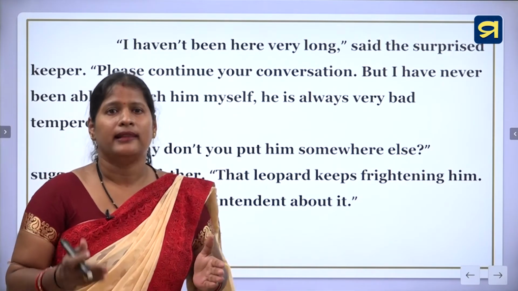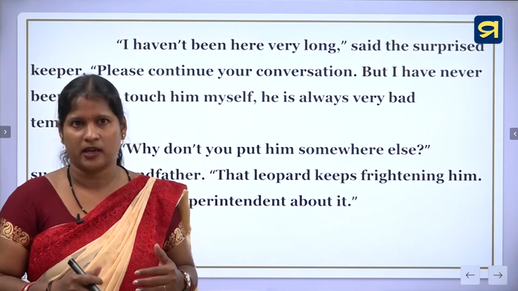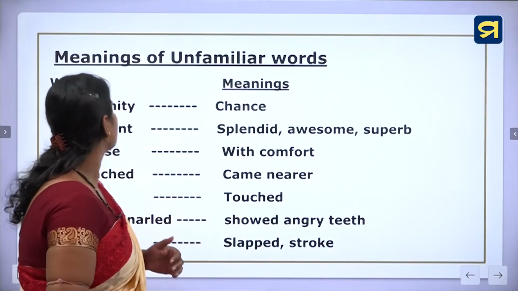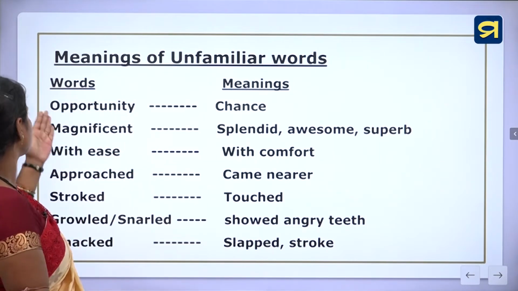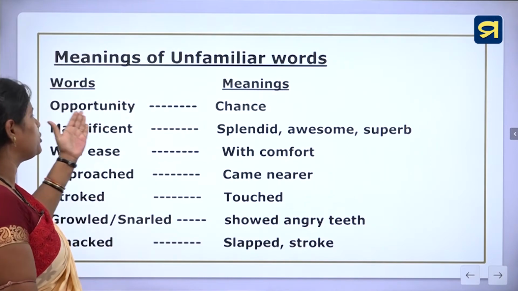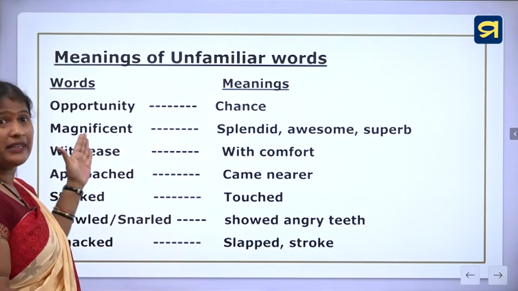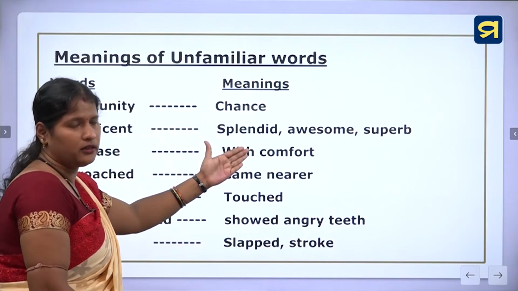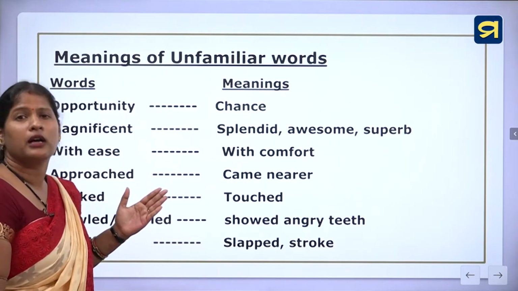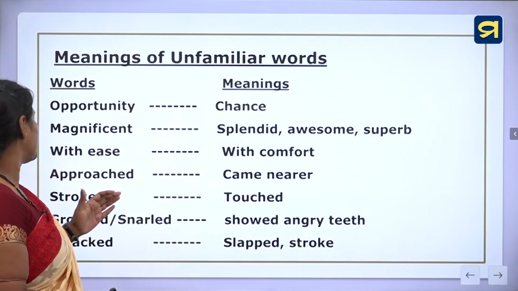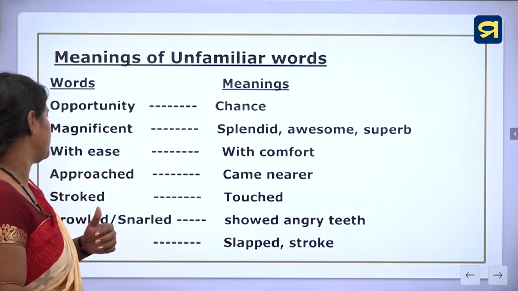Before going to explain it, let us have a look over the unfamiliar words that you may come across while reading this part. Okay, children? Here are some unfamiliar words that I have collected for you. Opportunity. Remember, children, opportunity. It means chance. Next, magnificent means splendid, awesome, super. With ease means with comfort, comfortably. Okay. Approached means came closer, came nearer.